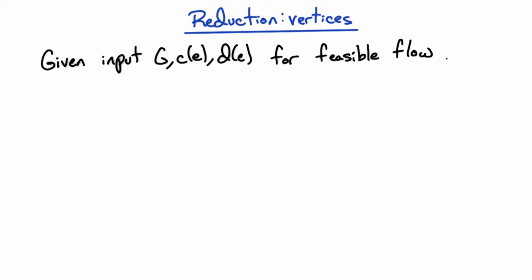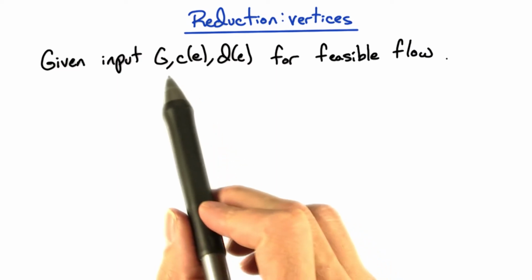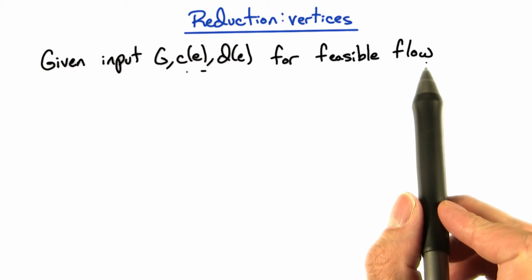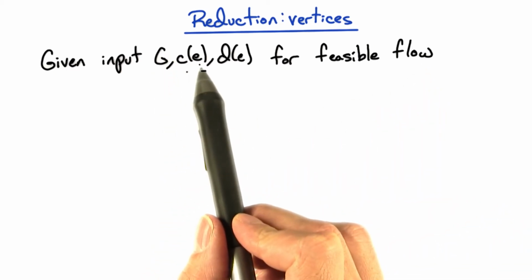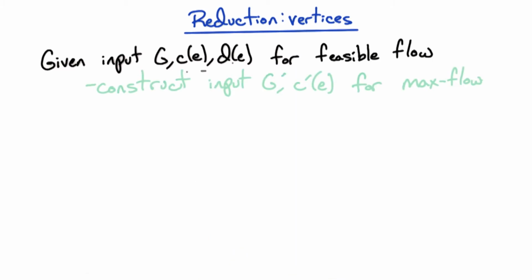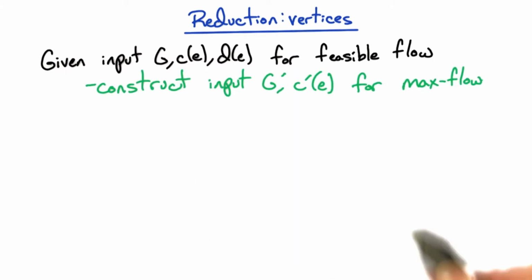So let's dive into the reduction. So let's take a particular input for the feasible flow problem. This is specified by a directed graph G, capacities along the edges and demands along the edges. Now we need to construct an input for the max flow problem.